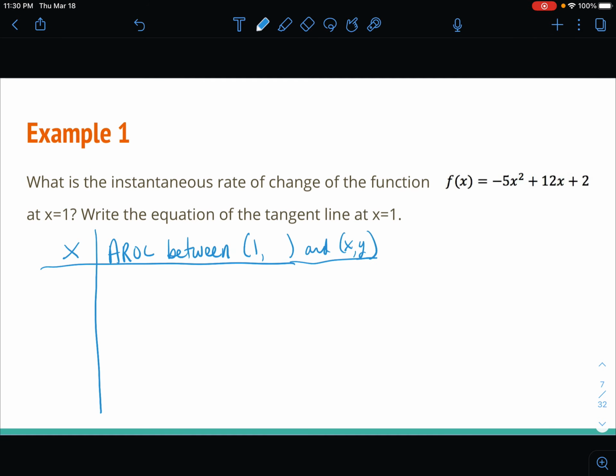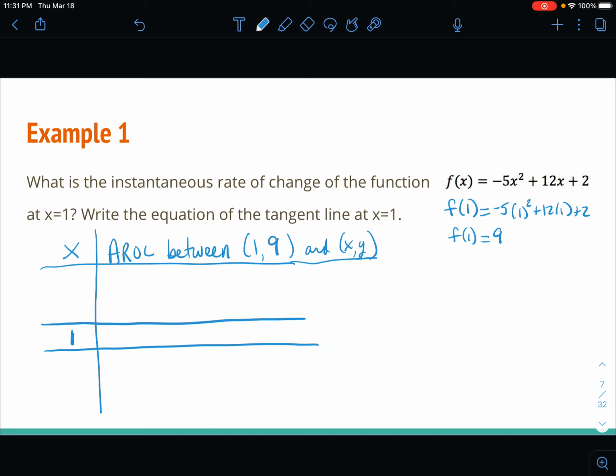But let's say we didn't have that graph. We would go ahead and just say, okay, what is f of 1? So it'd be negative 5 times 1 squared plus 12 times 1 plus 2. We would do those calculations and get 9. So we want the average rate of change between this point (1, 9) and some (x, y) point. Okay. So remember, we're trying to converge or get very close to this input here of 1. So let's get very close from both sides.